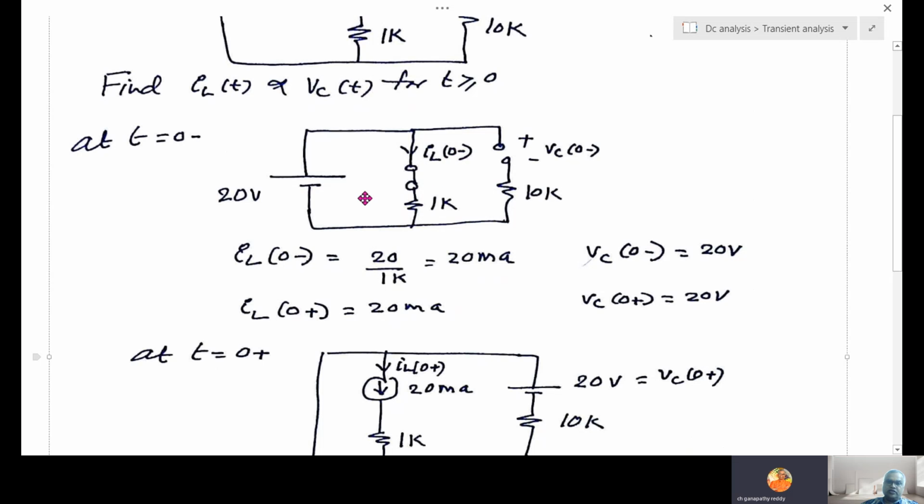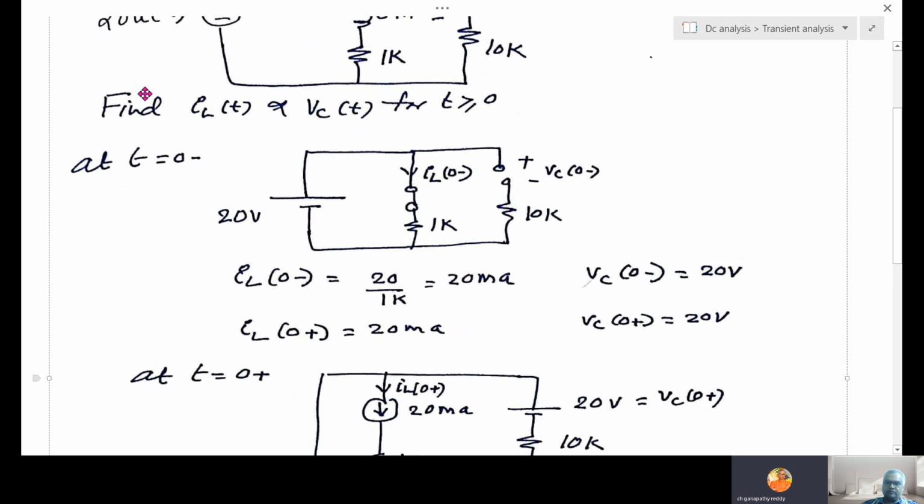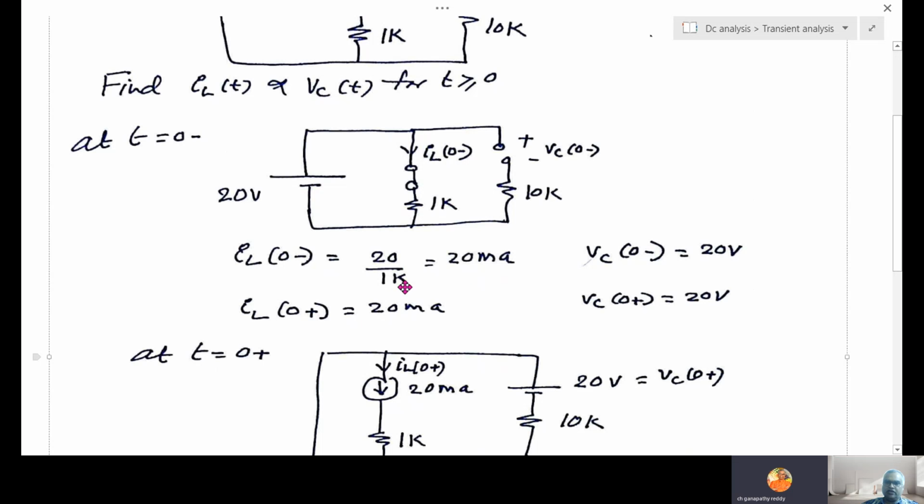Then what is IL 0 minus? At 0 minus, 20 is there, U of minus t. So 20 is present. 20 by 1K, 20 milliamps. Then VC 0 minus: started positive, going to negative. The drop in 10K is 0. Then the drop is only in 1K. 1K into 20 milliamps. So 20 milliamps into 1K.